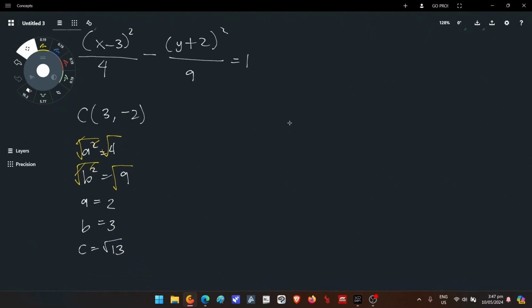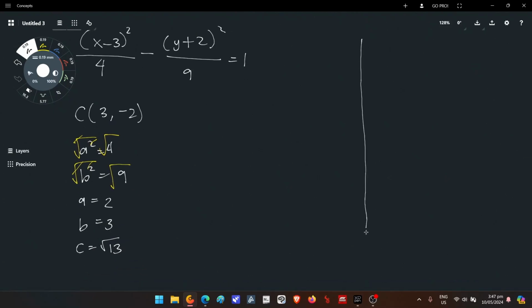Now, we are going to graph it. Remember that our center is not at (0, 0). It is now at (3, negative 2). So let's find the center. The x coordinate is 3, so 1, 2, 3. And then y coordinate negative 2, so let's go down 1, 2. So this is our center.